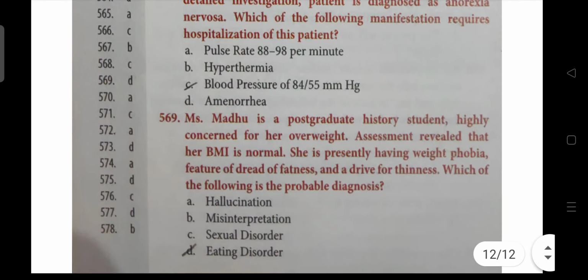Next, Mrs. Madhu is a postgraduate history student, highly concerned about her overweight. Assessment revealed that her BMI is normal. She is presently having weight phobia, features of dread of fatness and a drive for thinness. Which of the following is the probable diagnosis?